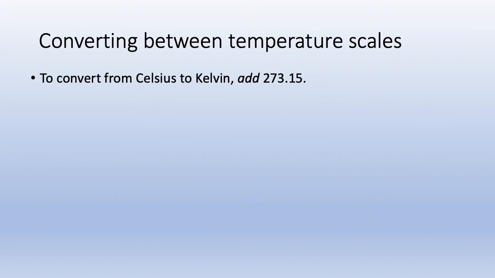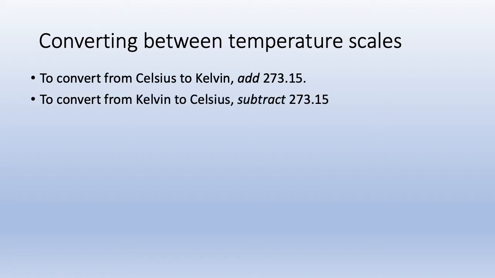In the case of getting from Celsius to Kelvin, it's very simple. Simply add 273.15. That means the freezing point of water is shifted from 0 Celsius to 273.15 Kelvin, and absolute zero is then 0 on the Kelvin scale. If you want to go the other way, you simply have to subtract the 273.15.